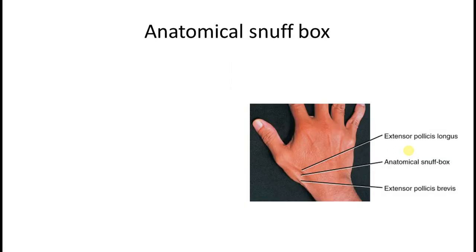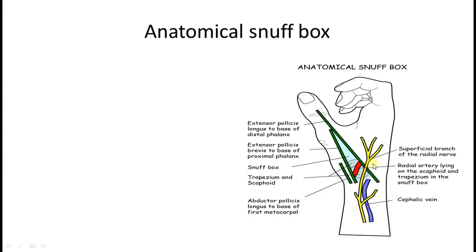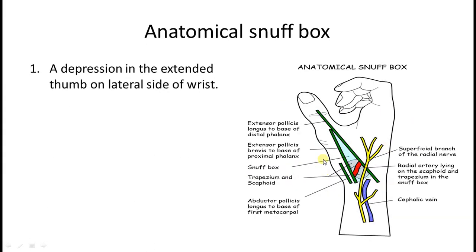The next structure which you are able to see, you can appreciate in your own body or in your own limb, the anatomical snuff box. It is actually again a depression or hollow which is present on the thumb on the lateral side of the wrist. So a depression or hollow which is seen on the thumb on the lateral side of the wrist.